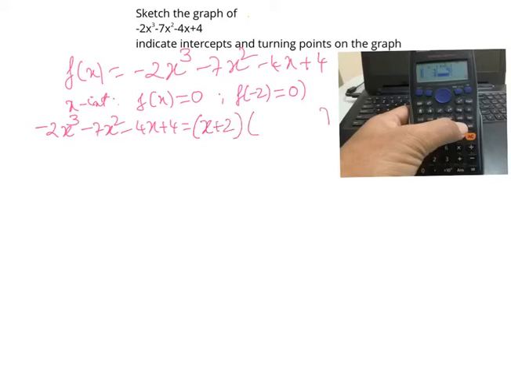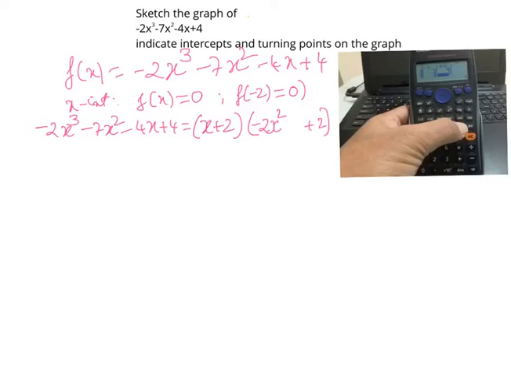And the second factor is a quadratic factor. The first term of the quadratic factor, ax squared times x, must give me negative 2x cubed. Therefore, it is going to be negative 2x squared, because when using the FOIL method, x times negative 2x squared gives negative 2x cubed. Then the last term is going to be 2 times 2, which gives me 4.